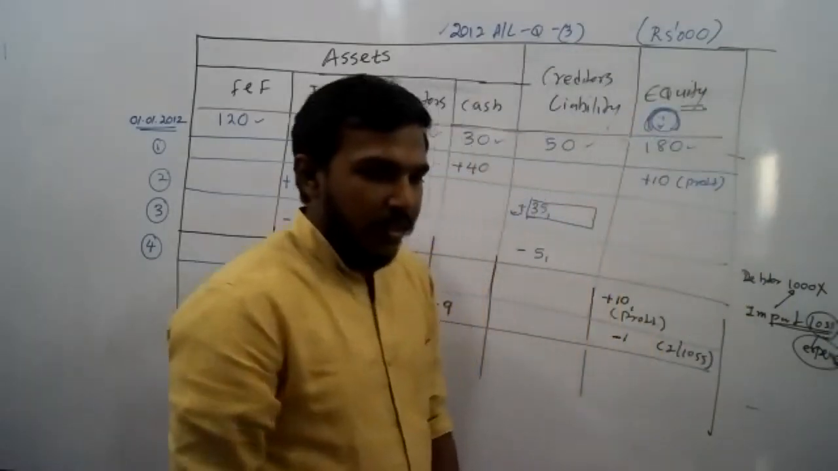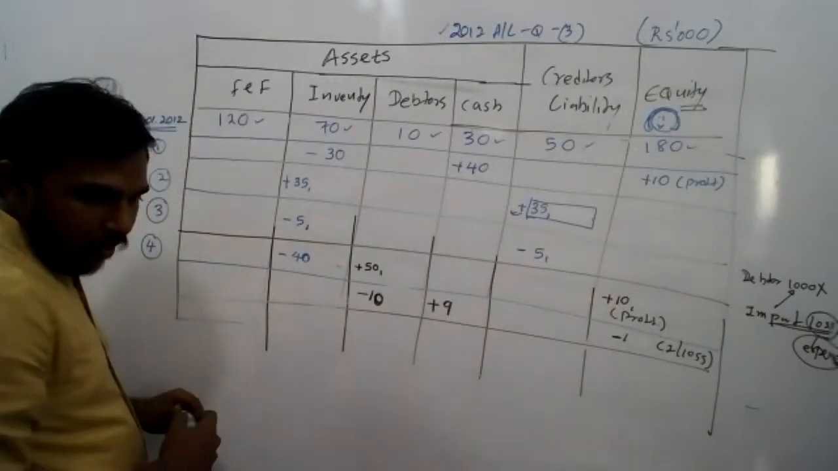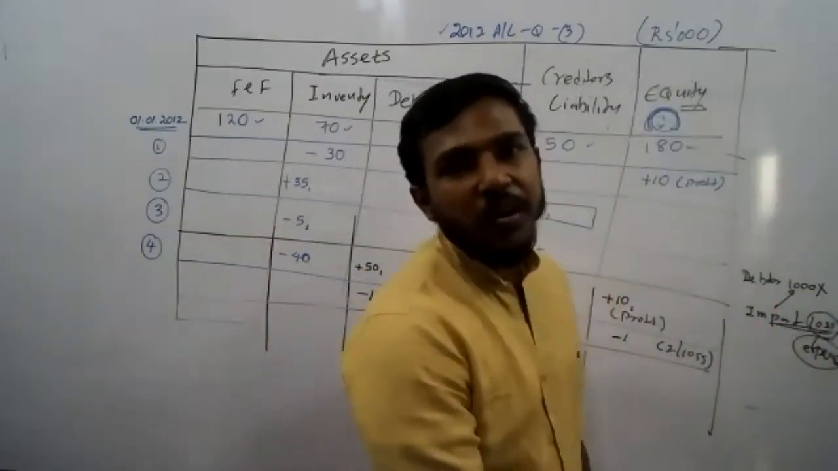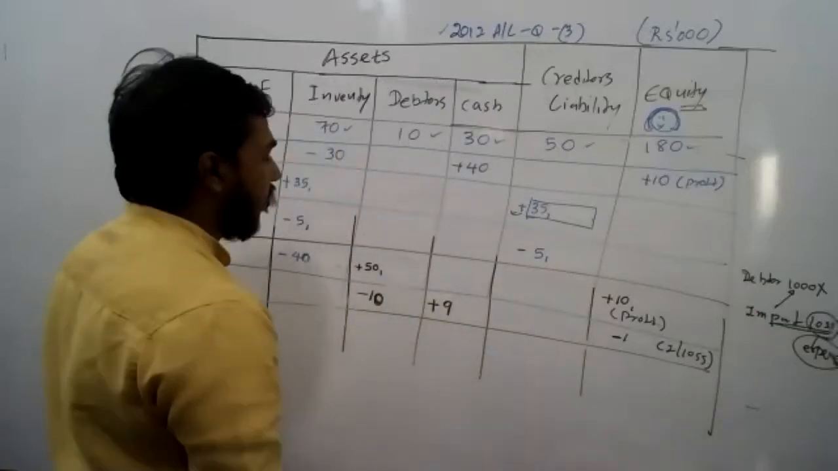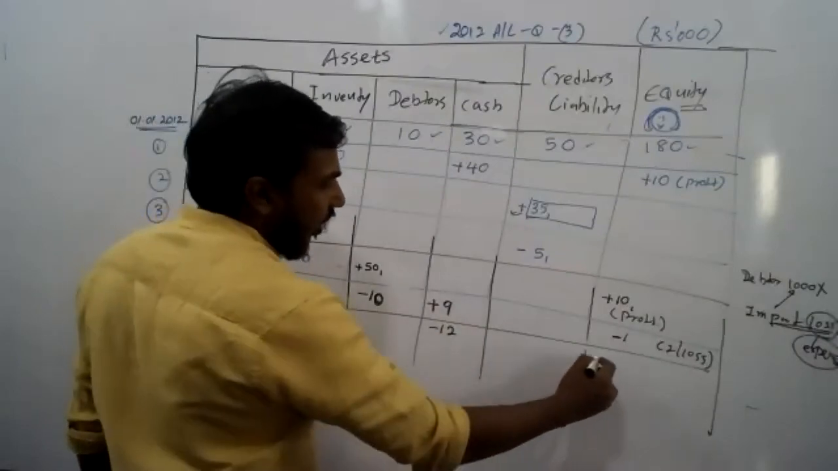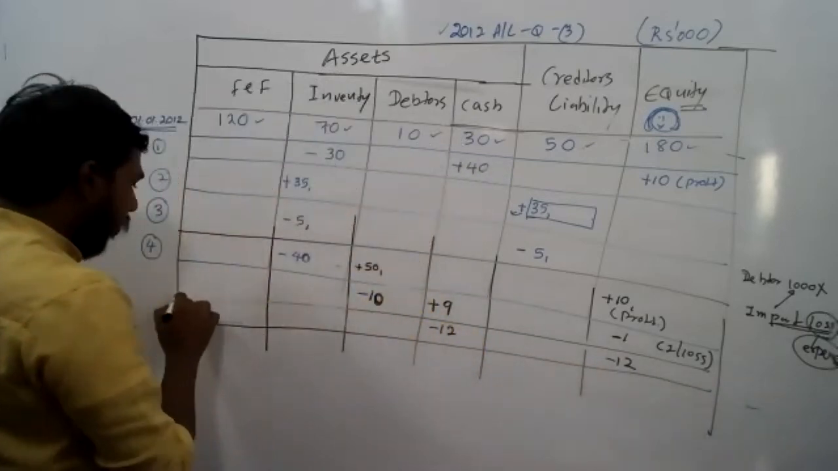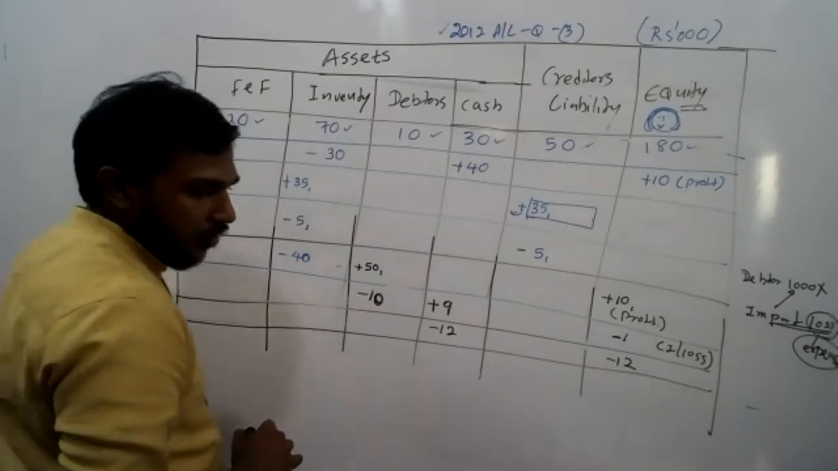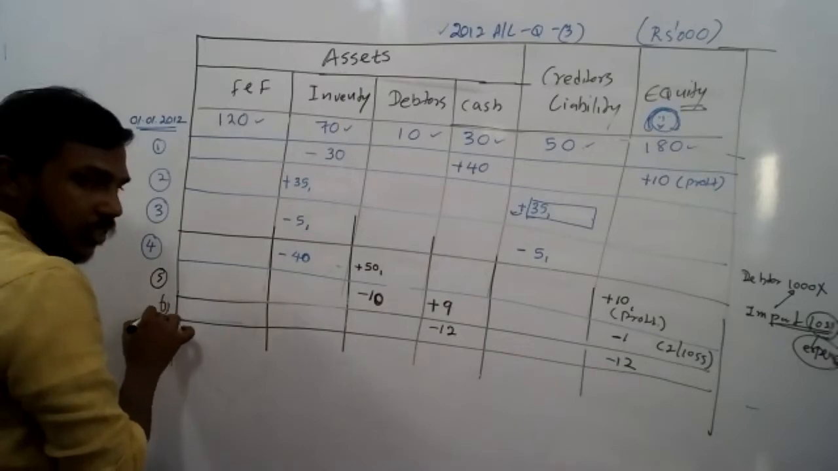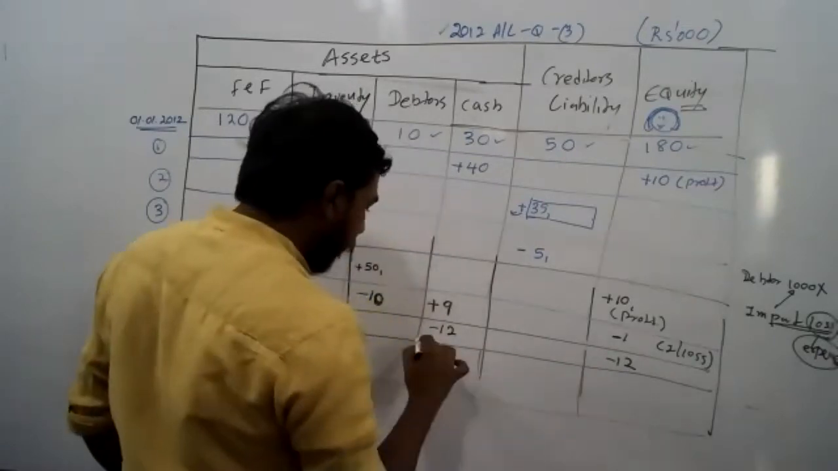Right. The next one. What is the next one? It says paid rupees 12,000 as salaries of employees. Paid rupees 12,000. So take it from cash perspective. Cash decreased by 12. Equity decreased by 12. Right? Six. Fine, right?